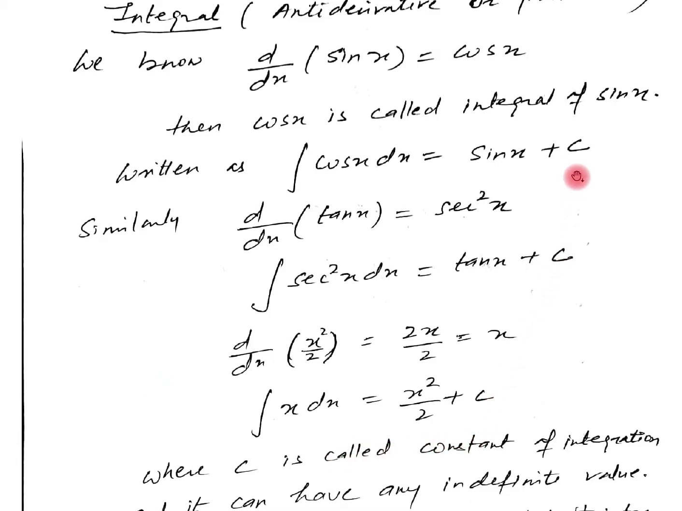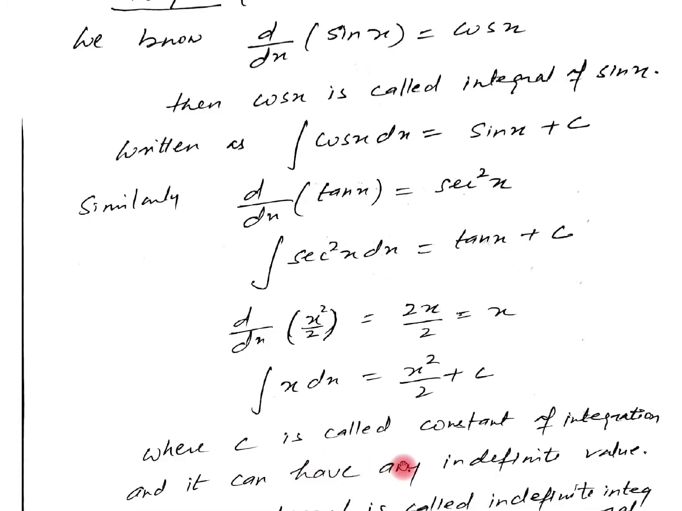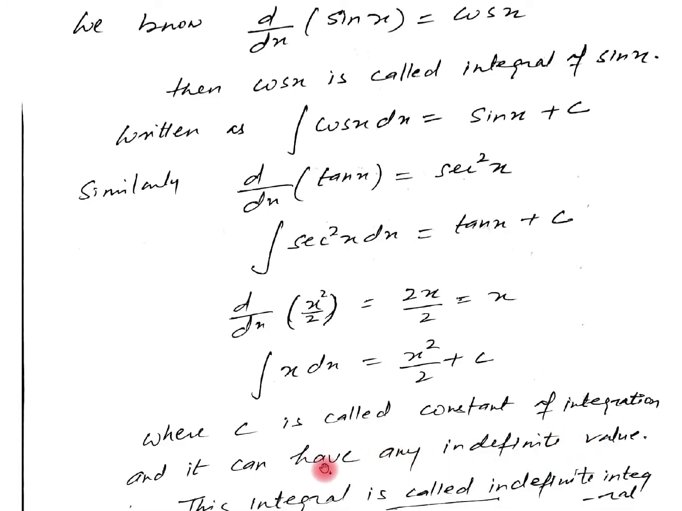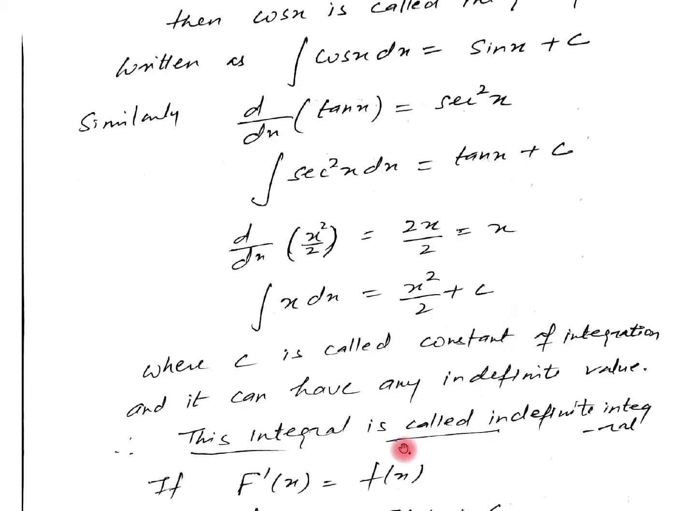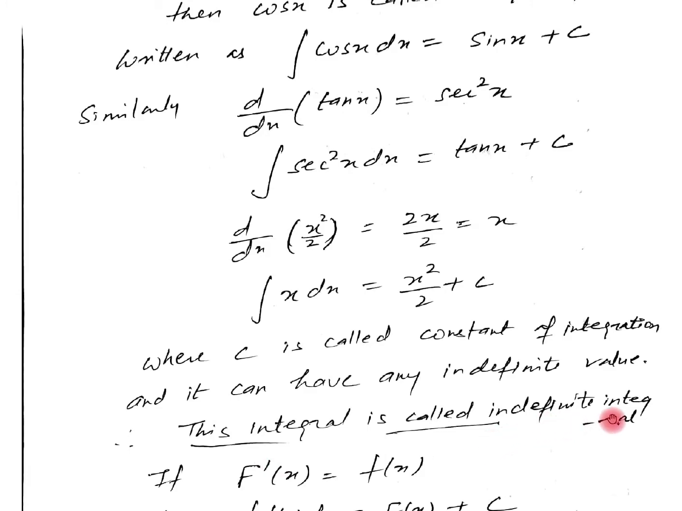We always put plus c at the end. This c is called the constant of integration. It can have any indefinite value. Only due to this, this type of integration is called what? Indefinite integration. We have two types of integration in our syllabus: one is indefinite integration, another is definite integration. Today we are doing indefinite integration. When we do indefinite integration, we always put this plus c at the end of integration. So this is called indefinite integration.